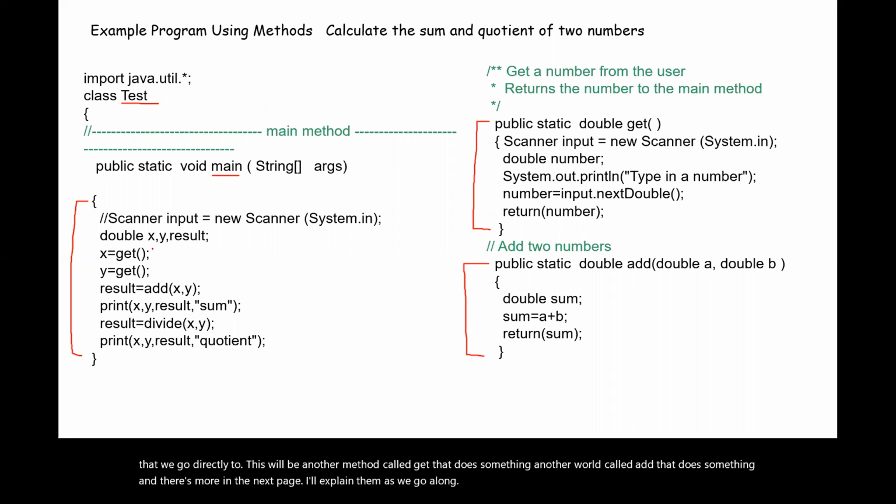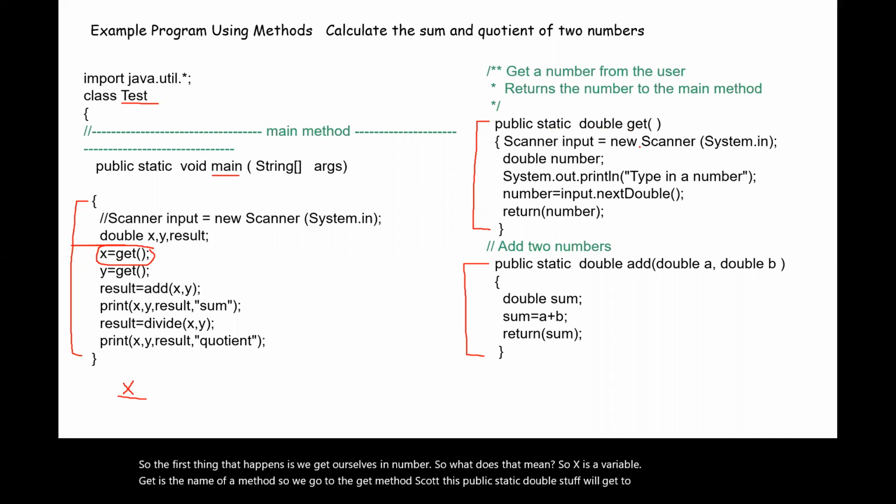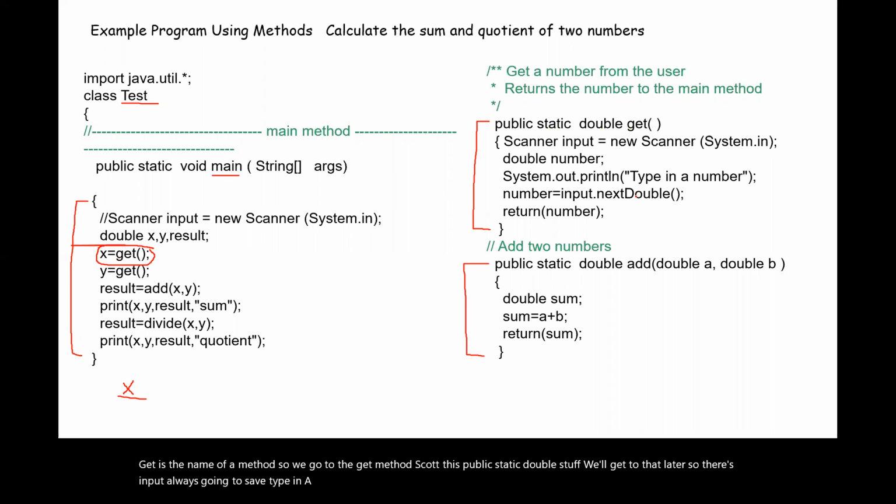So the first thing that happens is we get ourselves a number. So what does that mean? x is a variable. Get is the name of a method. So we go to the get method. It's got this public static double stuff. We'll get to that later. So there's input. It's going to say type in a number. I'm going to get a number and return the number. So the number gets returned to x.